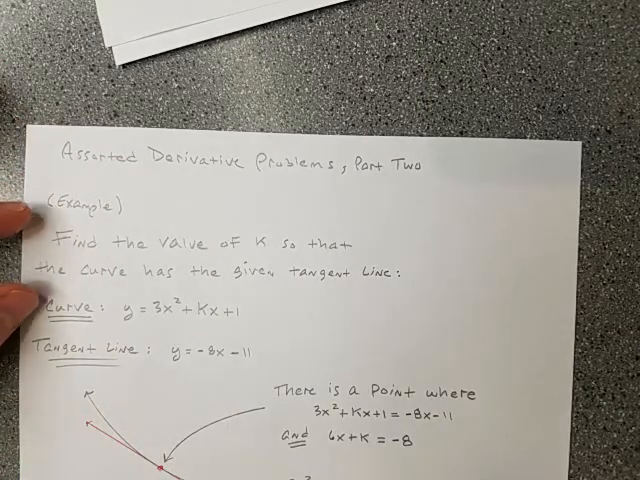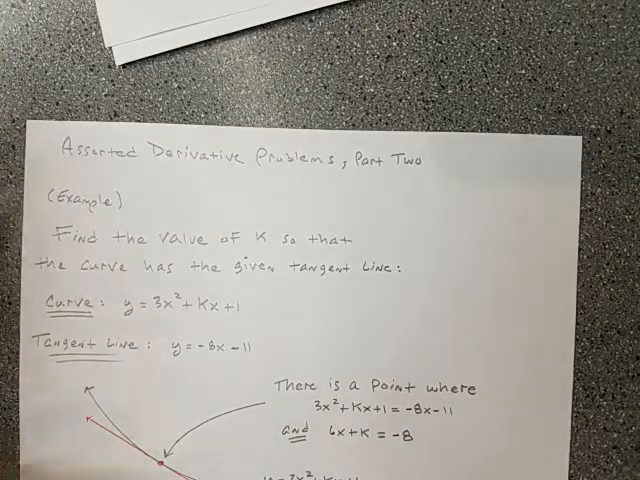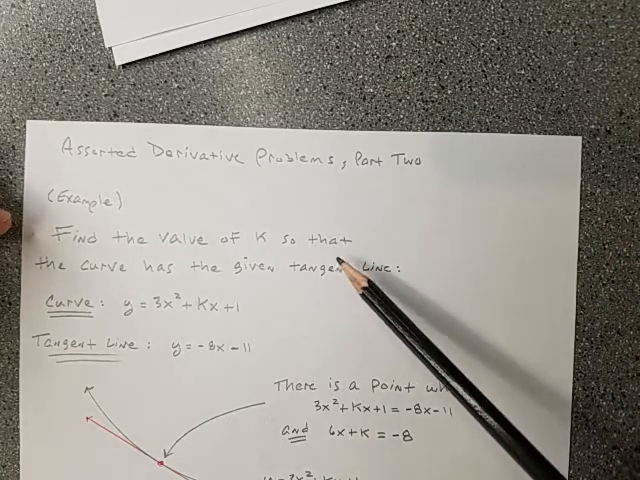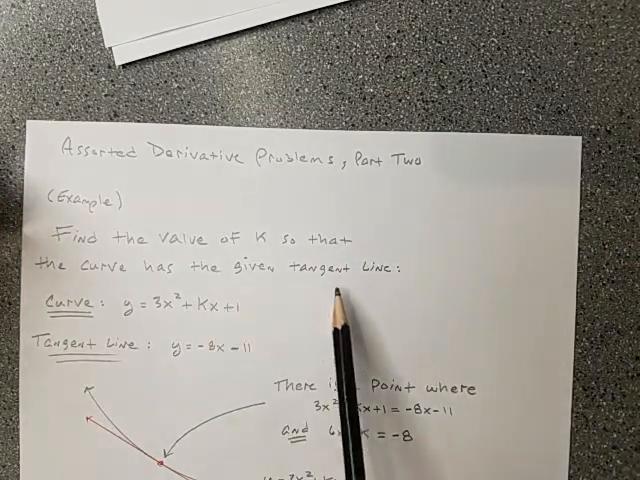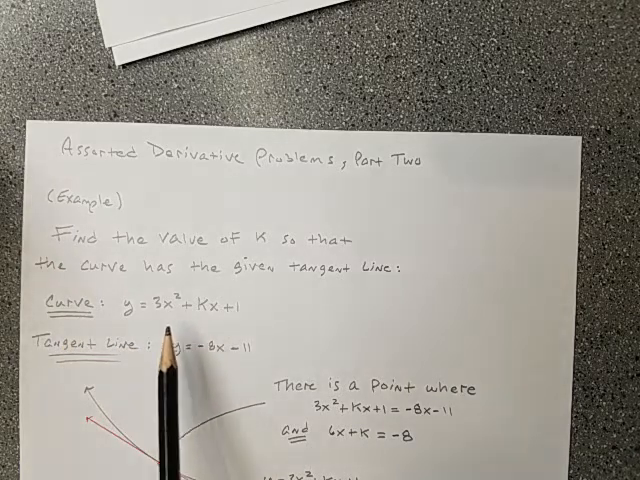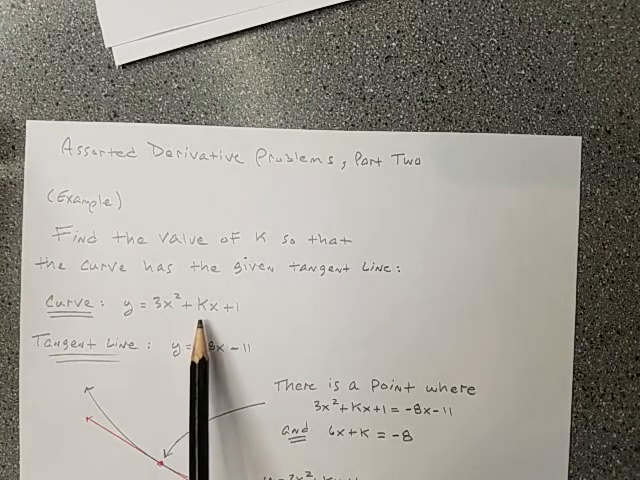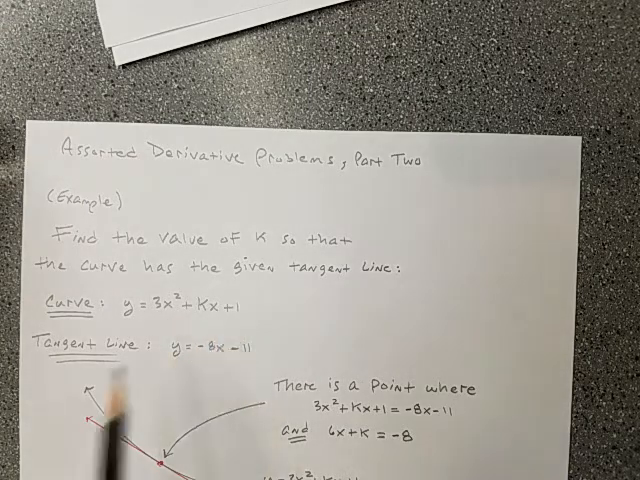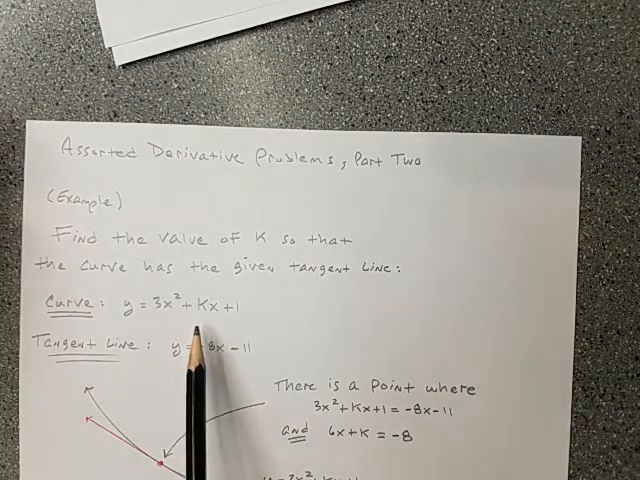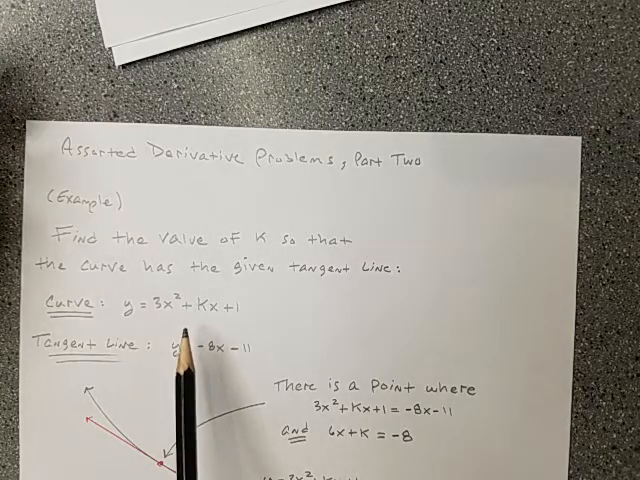But let's do this problem first, and I'll give a little bit of an overview of it, and then we'll go in and solve it. Suppose it goes like this. Find the value of k so that the curve has the given tangent line. There's this curve, and its formula is incomplete. It says 3x squared plus kx plus 1. So the k is some unknown constant. It's some fixed number. It's not given, and it's up to us to figure it out.